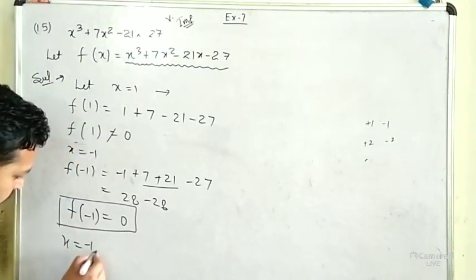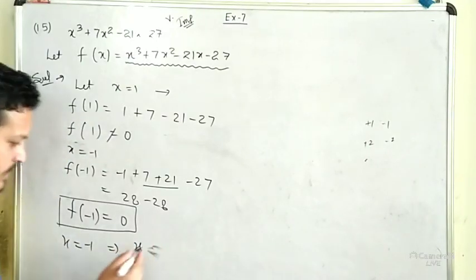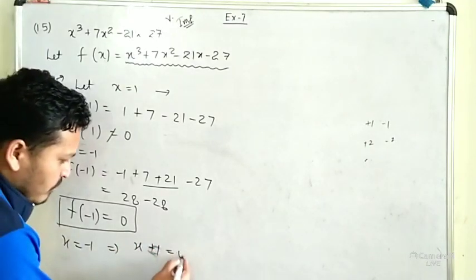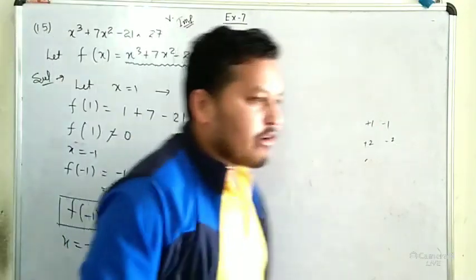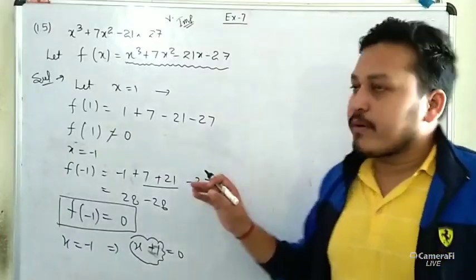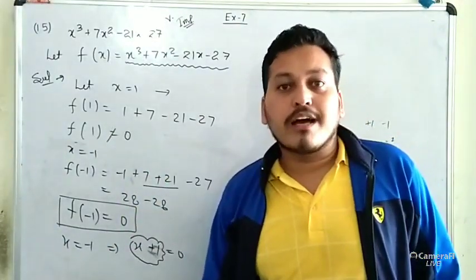x is equal to minus 1, so we can write it: taking minus 1 to the left hand side, it becomes plus, so x plus 1 is equal to 0. So x plus 1 is the first factor of the given polynomial. You can check it for any other number too.